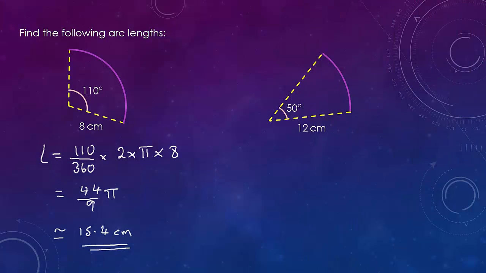So the next one has an angle in the middle of 50, so that means we're looking at 50 360ths of the whole, multiplied by 2 by pi by 12. The 2 pi r, remember, is the circumference of an entire circle. And so we just need to calculate that.